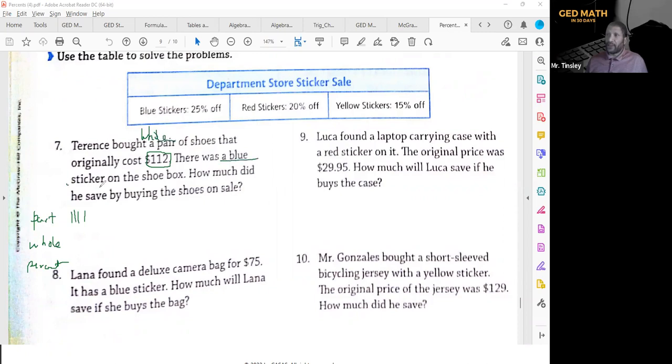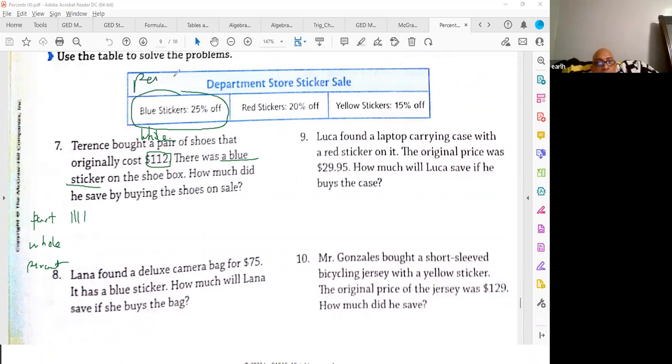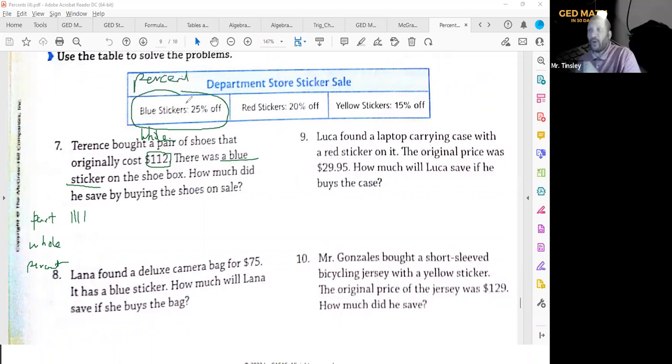It has a blue sticker. It's nowhere in the problem except that it just tells you it has a blue sticker. What does the blue sticker tell you? 25% off. The percent. That's how much you get off. So if you want to know how much you save, you take that 112 and multiply it by 0.25.